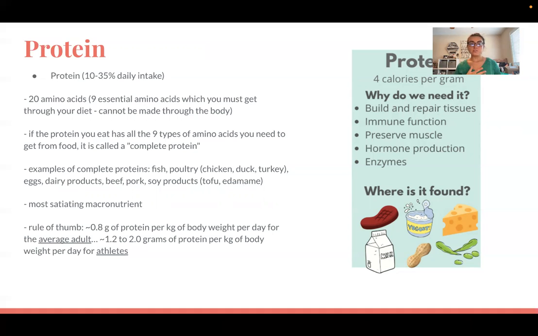So protein is made of 20 amino acids. 9 of those are essential, which you must get through your diet. That means that your body can't produce those amino acids. So if the protein that you're eating has all 9 types of amino acids that you need to get from food, it's called a complete protein. Some examples of that would be fish, poultry, eggs, certain dairy products, beef, soy products, things like that.